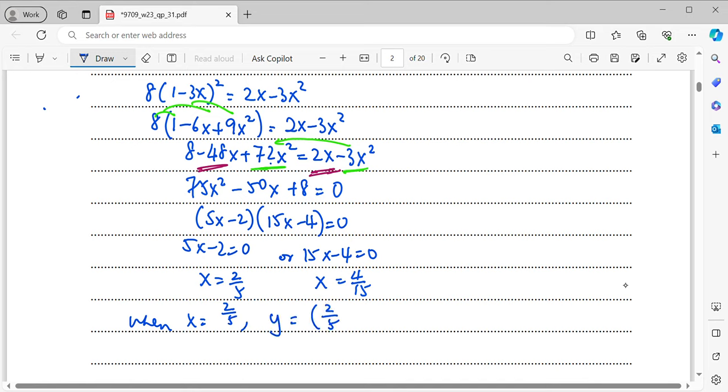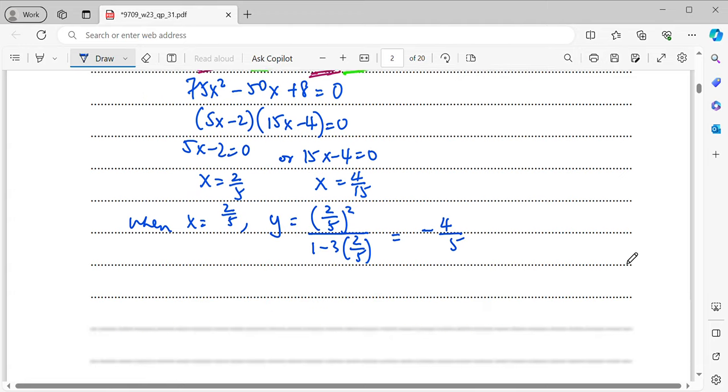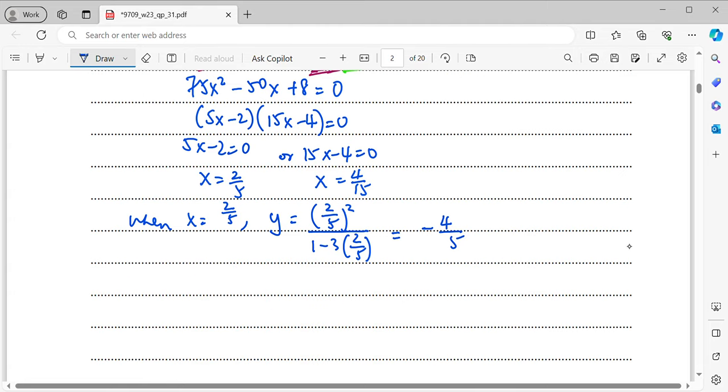that means 2 over 5 squared divided by 1 minus 3x. So replace the x by 2 over 5. Then at last, you'll get negative 4 over 5. This is the y value when the x is 2 over 5. Now, when x equals 4 over 15, your y is the same formula, 4 over 15 squared divided by 1 minus 3 times 4 over 15. So this will be 16 over 45.